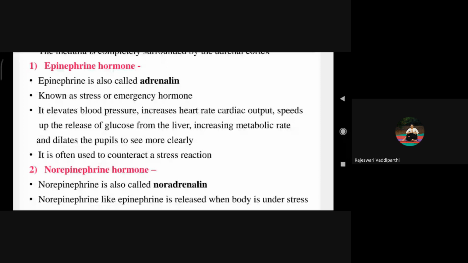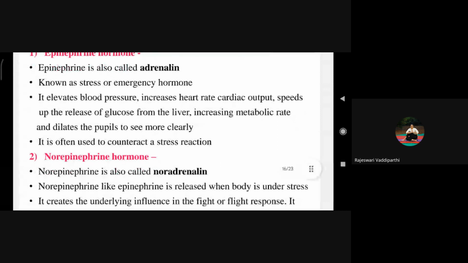It is often due to a stress reaction. Okay, it means a small amount of stress is good for our body. It means if you do not take stress for your exam, you will not read, and that's not good. You should read for your exam. So this much stress is good for our body, mind and health. So that is known as eustress. And the stress which is not good for us, that is known as distress.